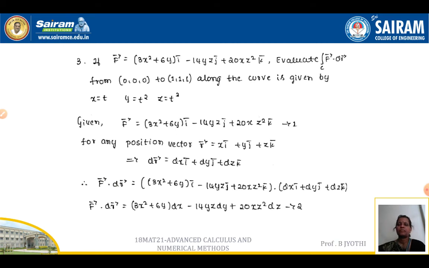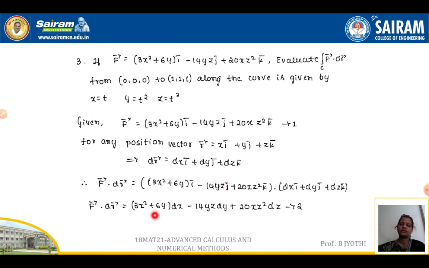The next problem. If F is (3x square plus 6y) i minus 14yz j plus (20xz square) k, evaluate the integral of F dot dr along the curve C from 0, 0, 0 to 1, 1, 1. The curve is given by x is t, y is t square, and z is t cube. So again it is similar to the previous problem, and F is given by this. For any position vector r is xi plus yj plus zk, so dr is given by this.